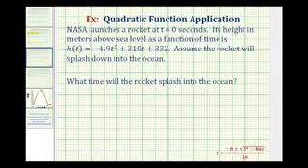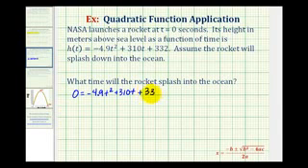Again, to find when the rocket splashes into the ocean, we know the height above sea level, or h of t, would be equal to 0. So we want to solve the equation 0 equals negative 4.9 t squared plus 310t plus 332. Well, this is not a factorable quadratic equation, which means we'll have to solve it using the quadratic formula given here below. So for the first step, we need to recognize that a is equal to negative 4.9, b is equal to 310, and c is equal to 332.